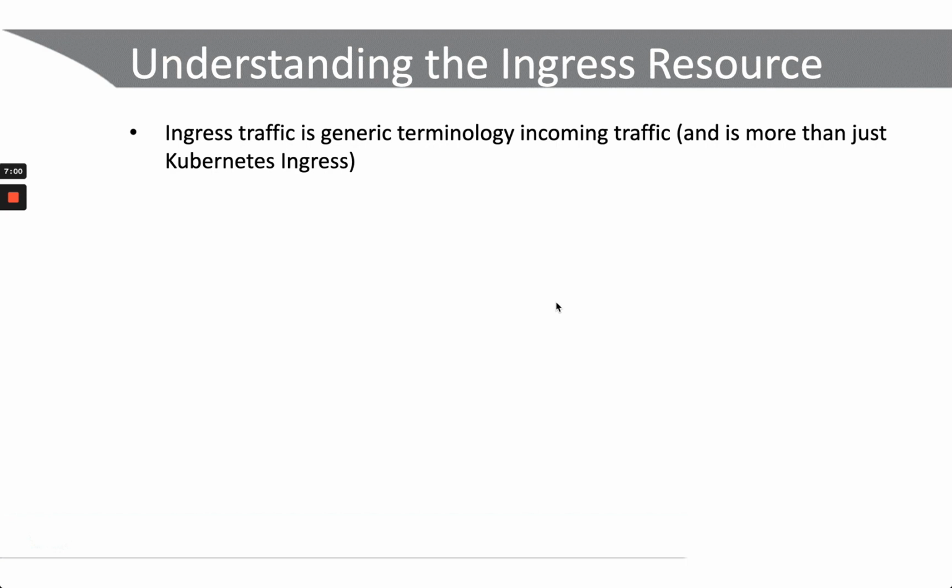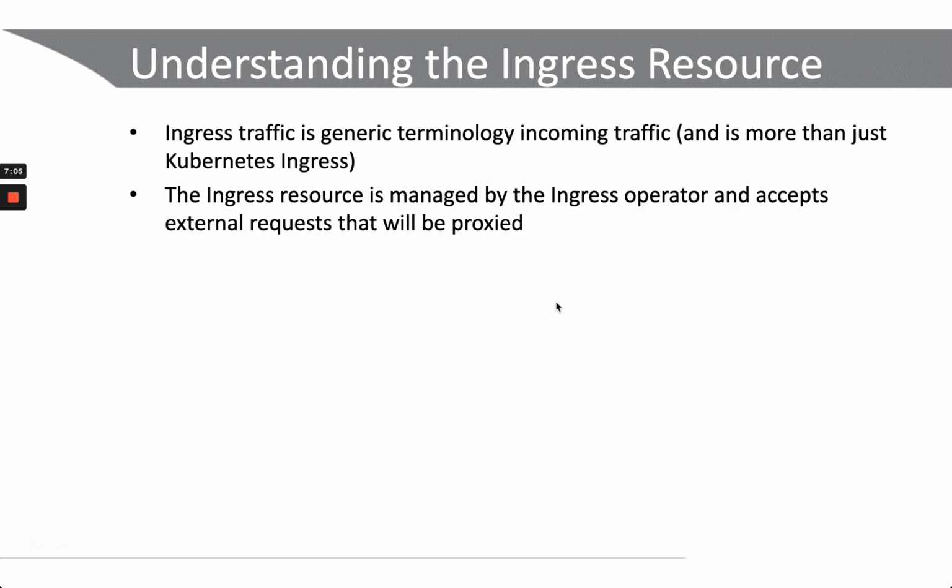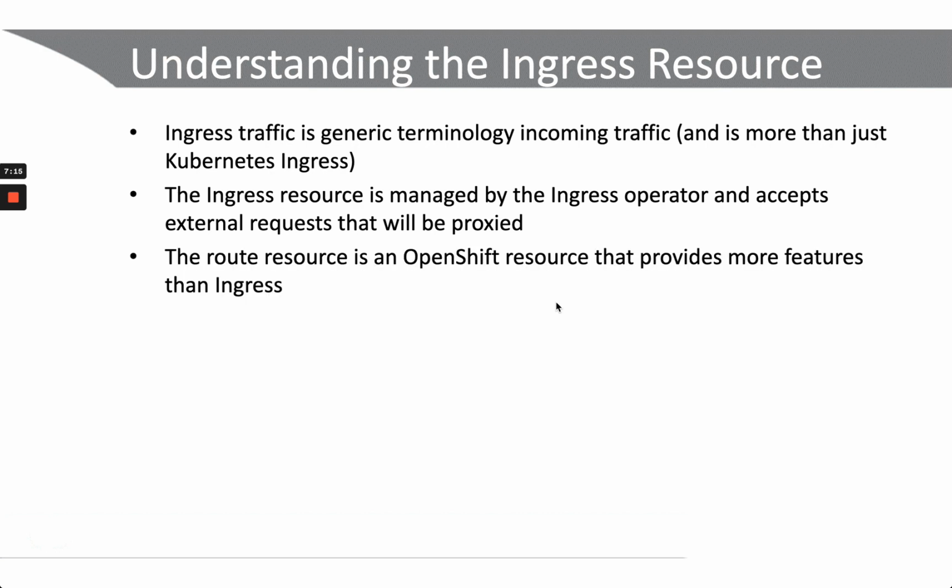And as such, it's more than just Kubernetes Ingress. And the Ingress resource in Kubernetes, and here we are specifically talking about Kubernetes, is managed by the Ingress operator, and it accepts external requests that will be proxied. And the route resource is an OpenShift resource that really provides the function of Kubernetes Ingress, but more.